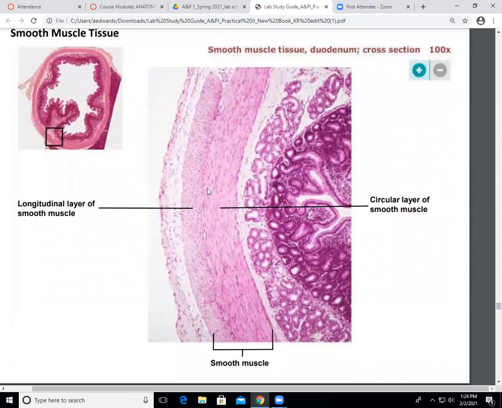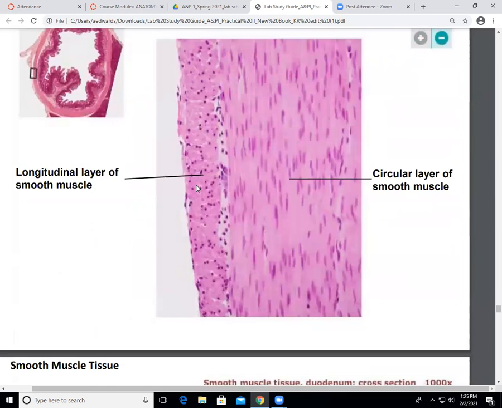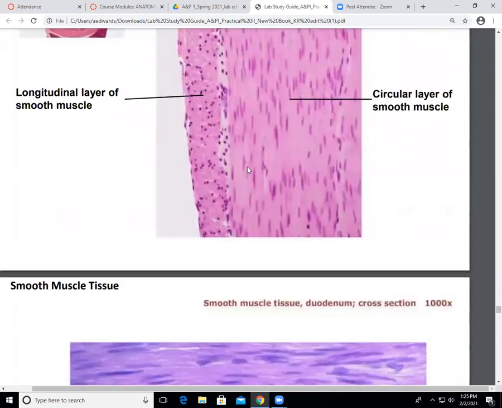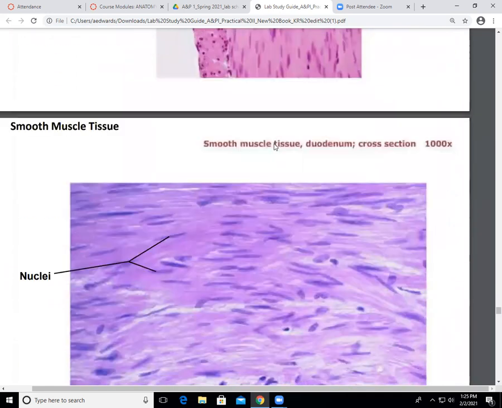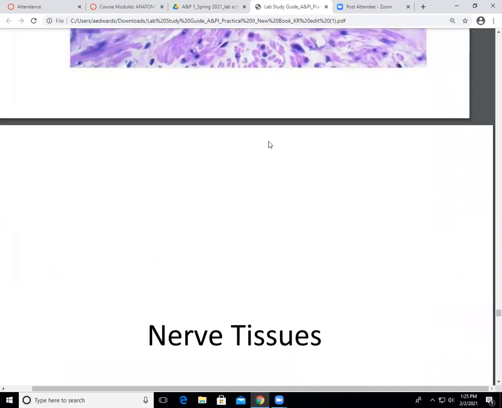There's layered smooth muscle here, circular and longitudinal. Just seeing it in different sections. It's smooth muscle. Here you can see the spindle fiber shape, or spindle-shaped cells, narrow on the ends.